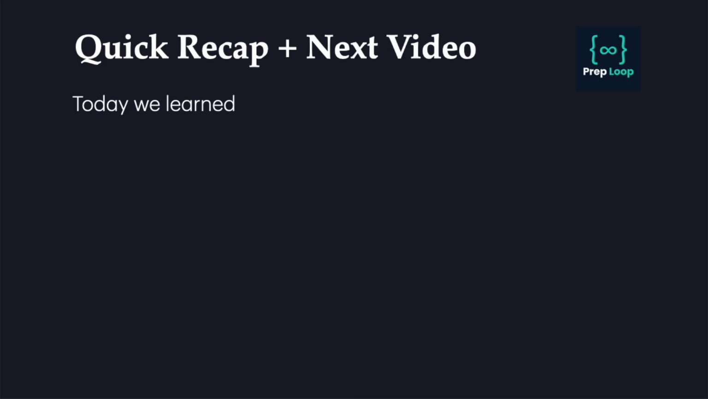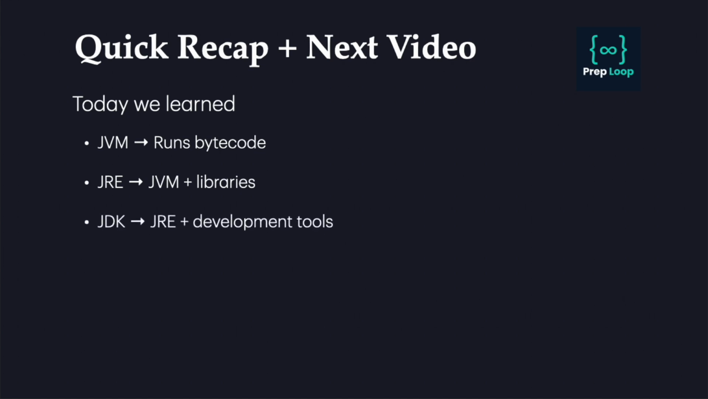Let's do a quick recap. JVM is responsible for executing the bytecode, that is, converting it to machine code. JRE provides the runtime environment needed to run Java programs, which has JVM plus libraries. And JDK is JRE plus development tools, that is, JDK provides everything required to develop and run Java programs. If this flow is clear, then JDK, JRE and JVM will never confuse you.